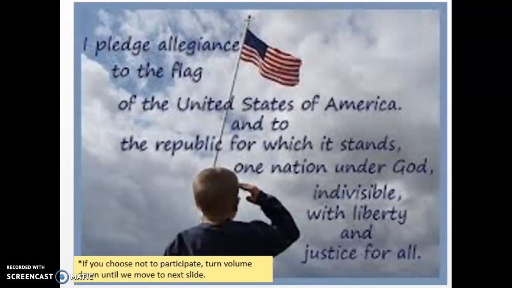Let's start off with the pledge. I pledge allegiance to the flag of the United States of America and to the republic for which it stands, one nation, under God, indivisible, with liberty and justice for all.